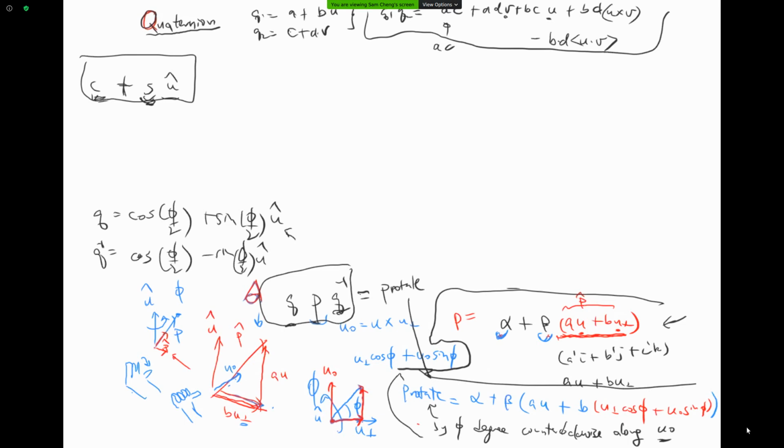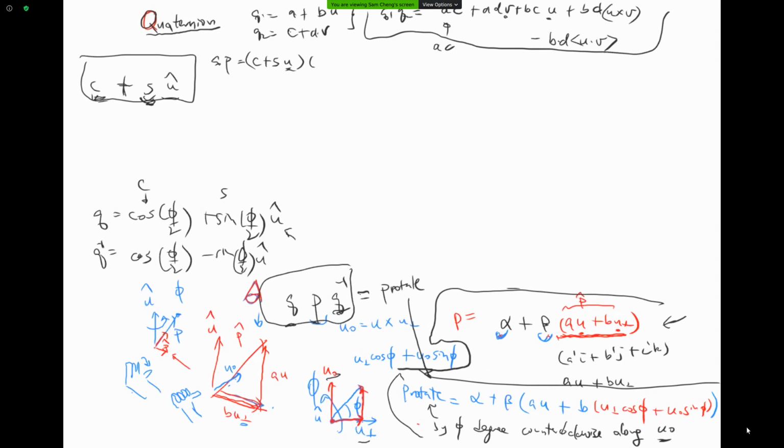So I'll just do Q times P first. Q times P is, maybe I just call this C and S for convenience. So I have C plus S times U. I guess I will skip the hat here. C plus S times U. Again, U is a vector, be very careful. I will skip this under bar to be understood, like U, U naught and also U perpendicular are vectors. The rest is a scalar.